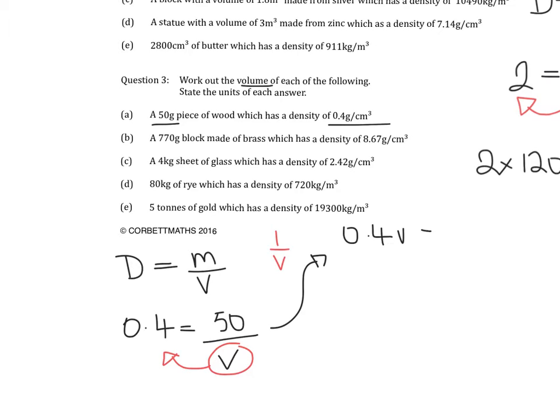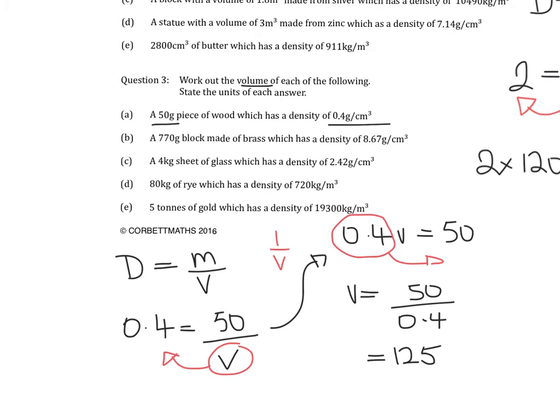So that's going to give me 0.4 v equals 50. Okay? And now I'm going to take the 0.4 and swap sign with it. And because it's multiplying the v, it's going to become divide. So I'm going to end up with v equals 50 over 0.4. I'm going to write that in the calculator. I get 125. And that is in centimeters cubed because it's volume.